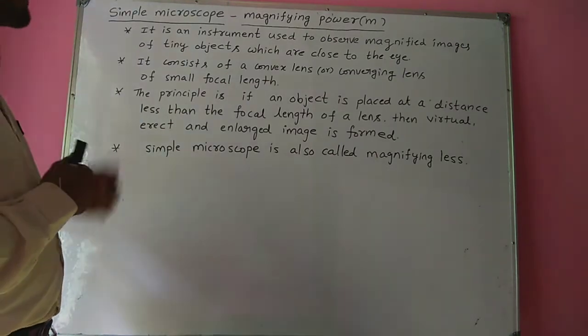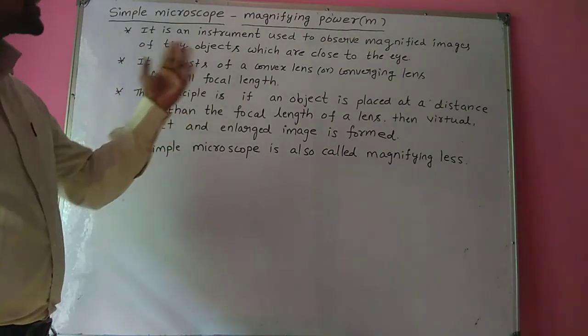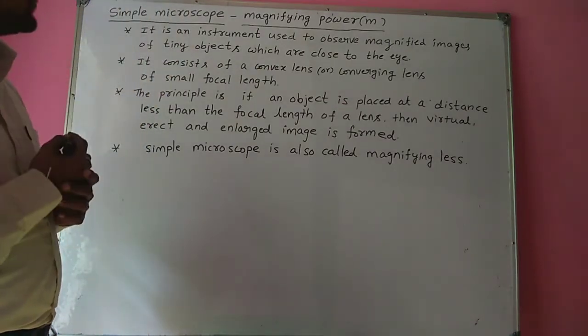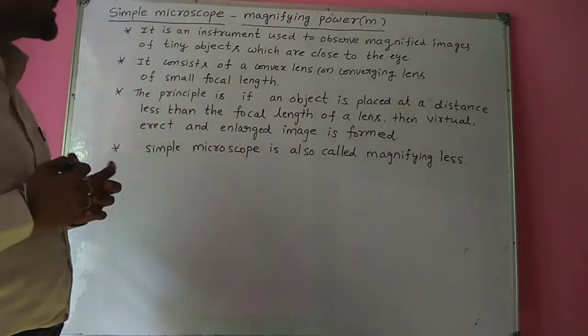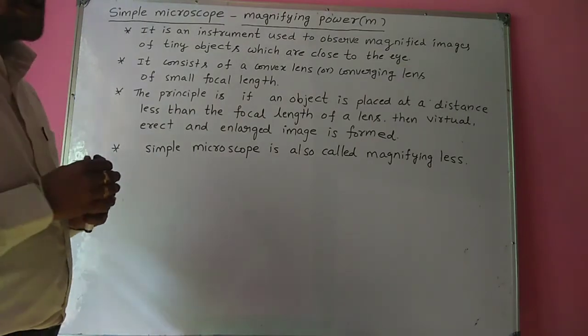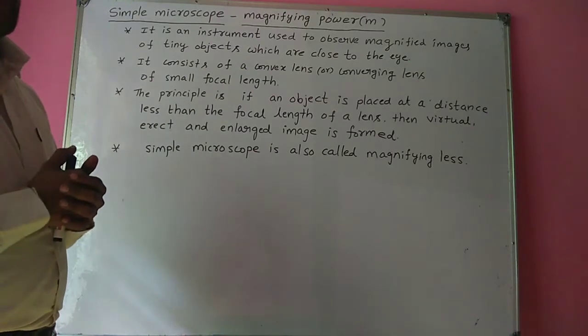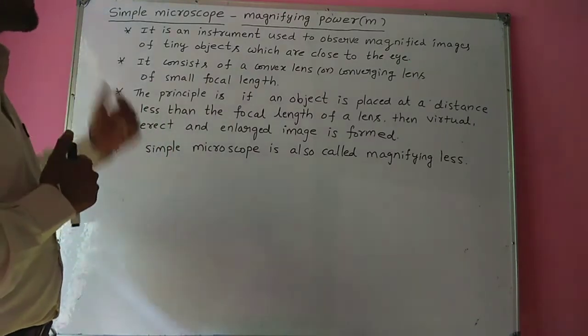Now this simple microscope uses a convex lens or converging lens of small focal length. Now, the principle of working of this simple microscope: what is the principle on which this simple microscope works?